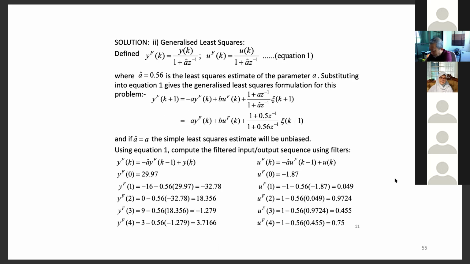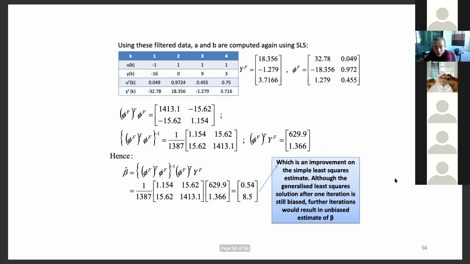And these will be sorted together in the new table. So this is the original one, uk, yk, and then the filtering ones will be the ones that you calculated before, 8 values: 4 for the input filtering, 4 for the output filtering. Then from here, you apply the least square, which is the formula shown here.